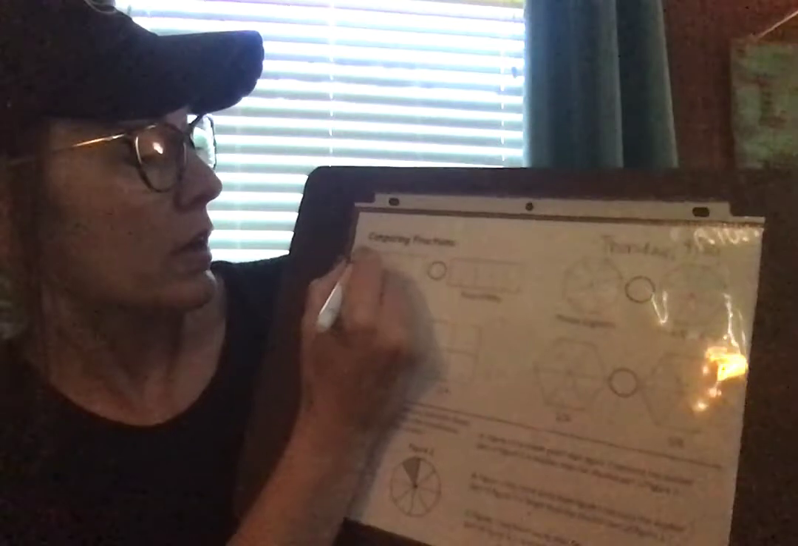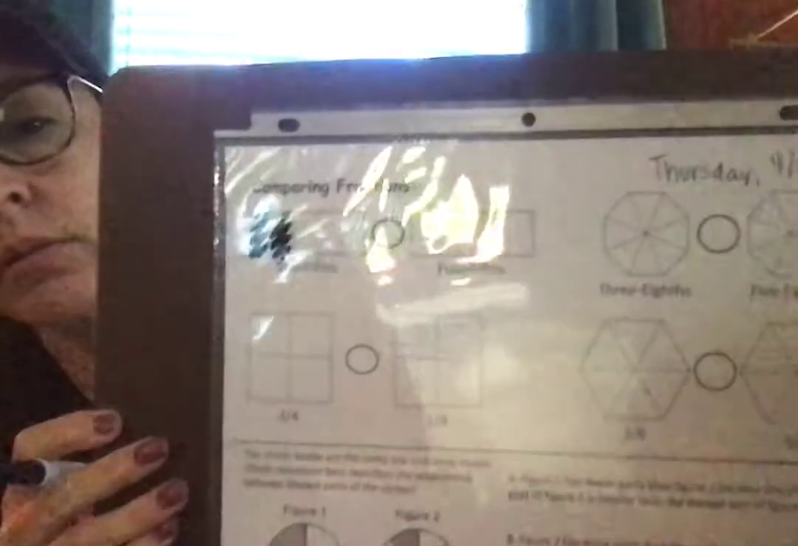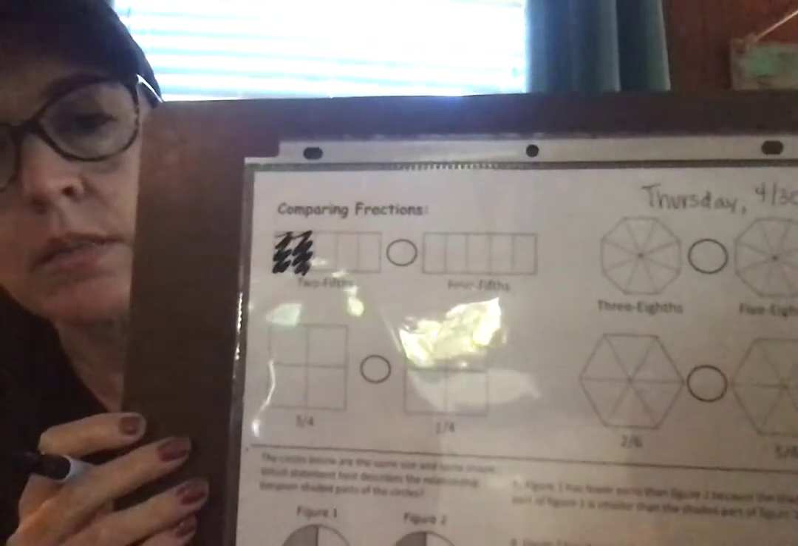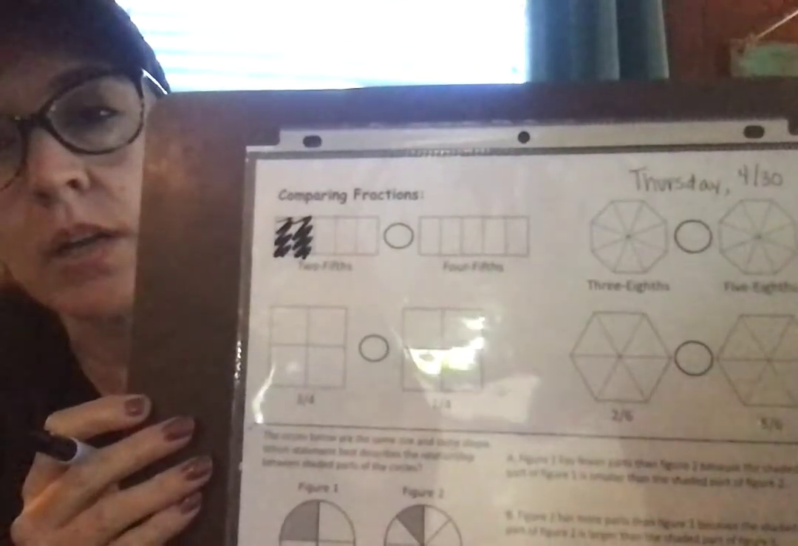So 1, 2. That model now shows 2/5. 2/5 are shaded, 3/5 are not shaded.